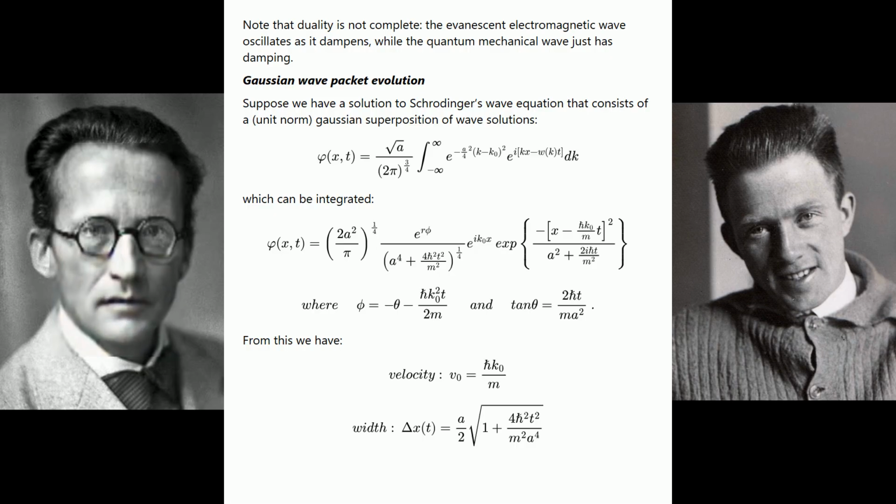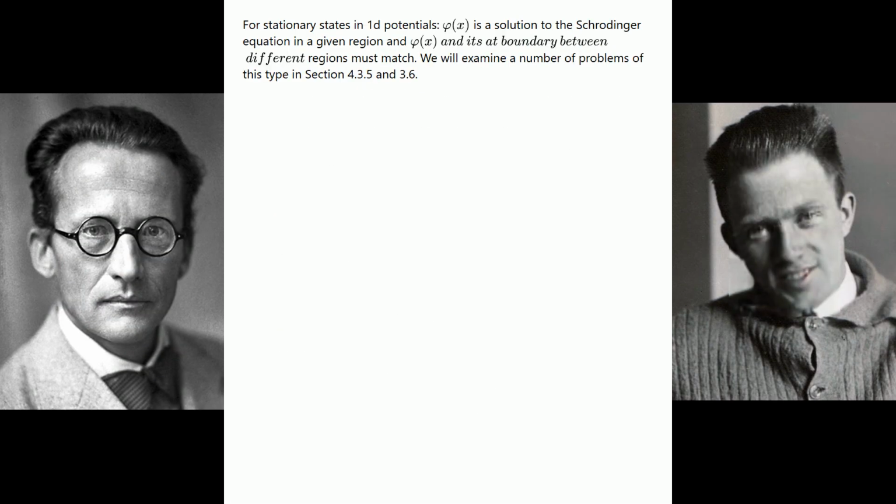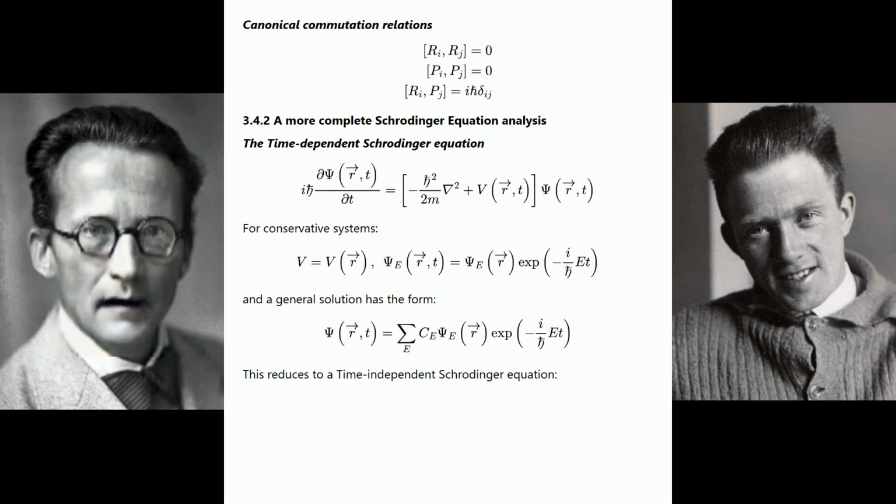See the equations. For stationary states and 1D potentials, phi of x is a solution to the Schrödinger equation in a given region, and phi of x and its derivative at the boundaries between different regions must match. We will examine a number of problems of this type in sections 4.3.5 and 3.6. Canonical commutation relations. See the equation.